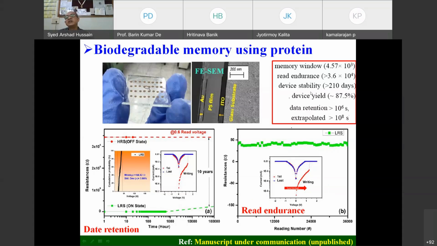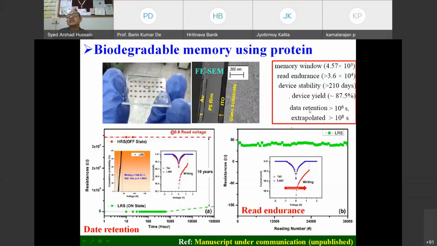And device yield means you will prepare a number of devices, then you will compare how many devices show memory behavior and how many are not showing. That means the probability of having switching behavior with respect to the total number of prepared devices. And we have seen that device yield is greater than 87.5%. So this is also very good.